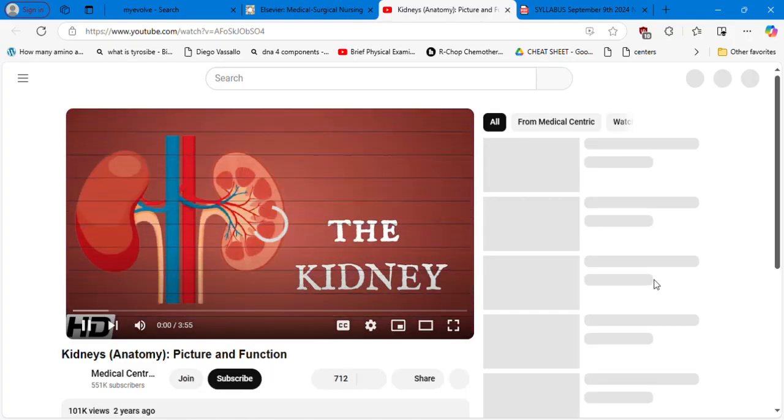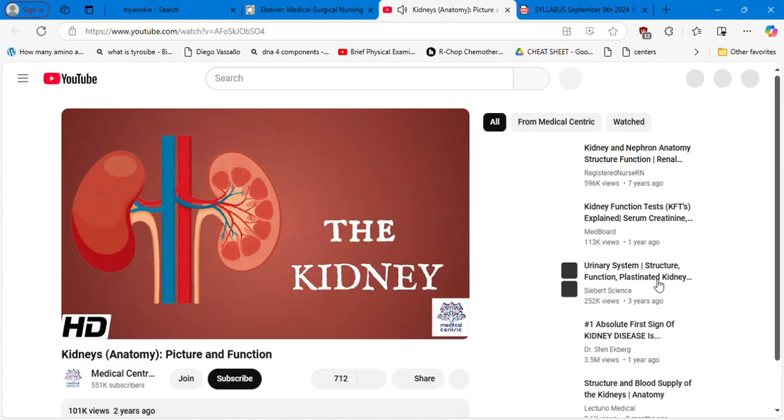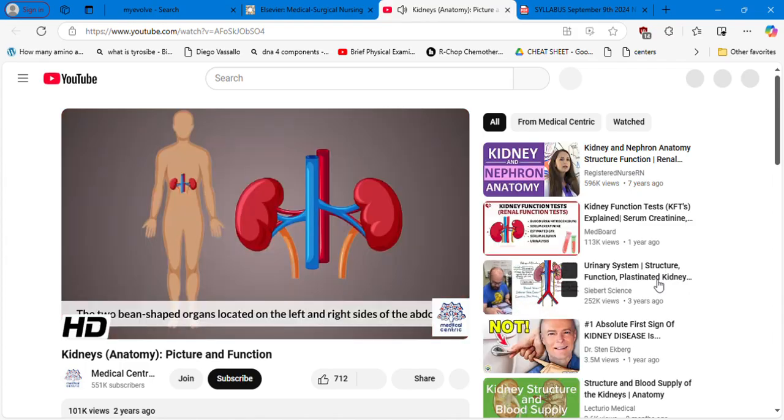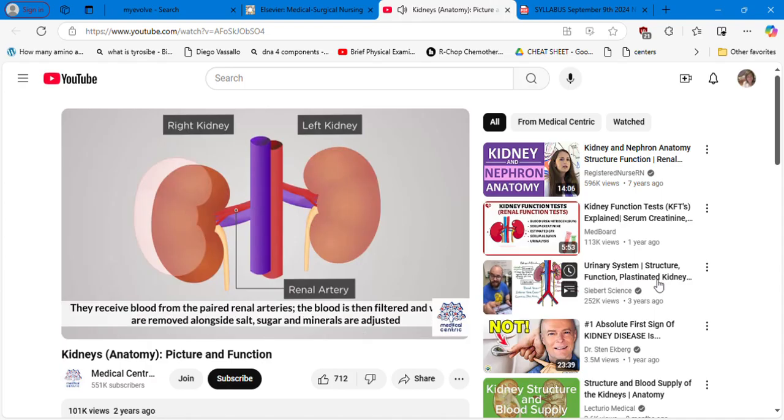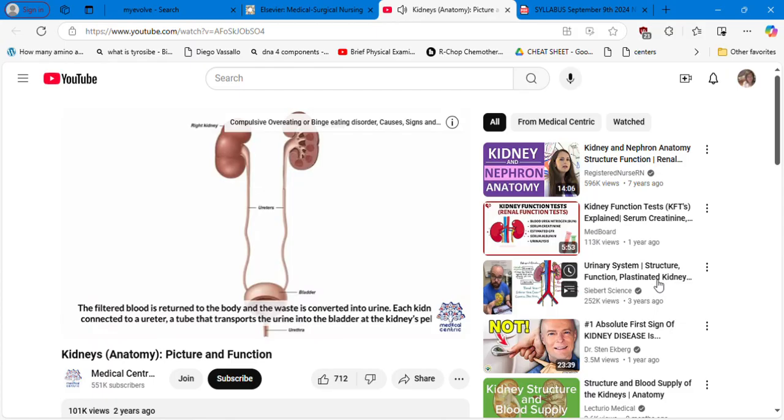Okay, here we go. Today's topic is the kidney. The two bean-shaped organs located on the left and right sides of the abdomen. They are about 11 centimeters or 4.3 inches long in adults. They receive blood from the paired renal arteries. The blood is then filtered and wastes are removed alongside salt, sugar, and minerals are adjusted. The filtered blood is returned to the body and the waste is converted into urine. Each kidney is connected to a ureter, a tube that transports the urine into the bladder at the kidney's pelvis.